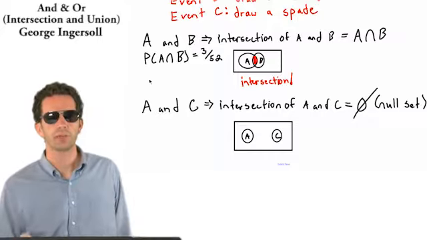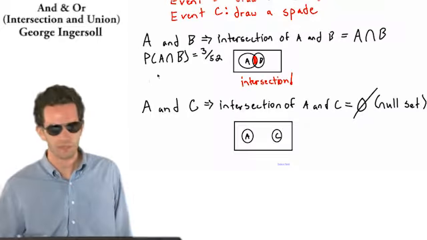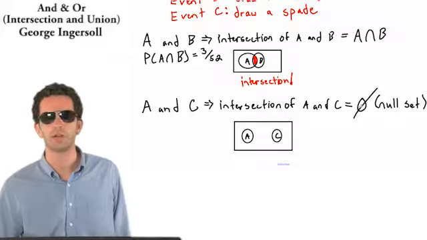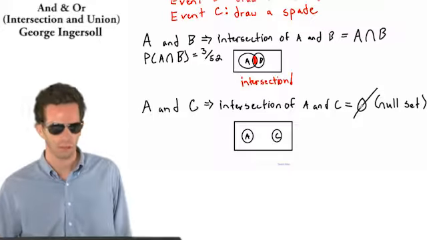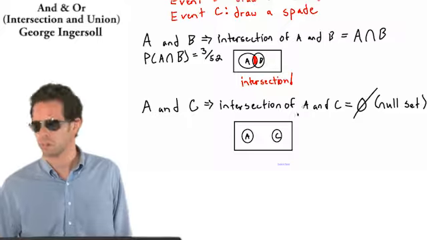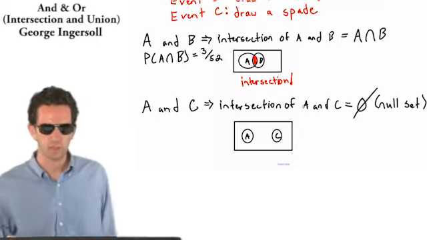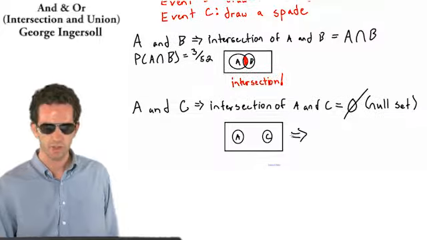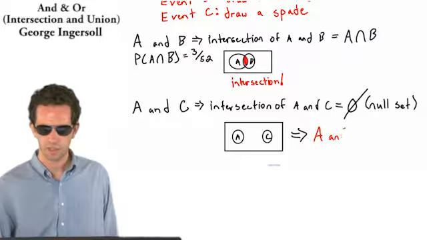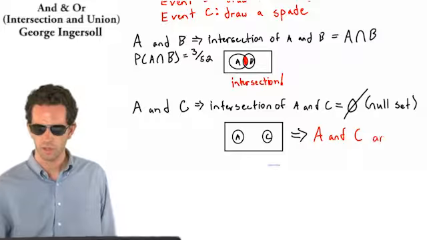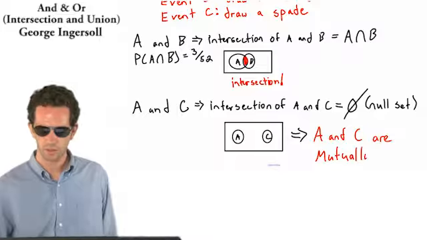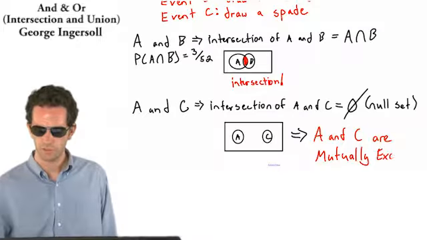So there's another concept I want to put out there now, and it relates to this example of A and C leading to the null set, having no possible outcomes associated with the intersection of those two events. And that is the concept of mutual exclusivity. When this happens, we say that A and C are mutually exclusive.